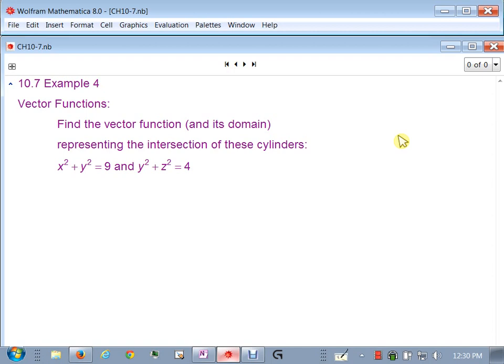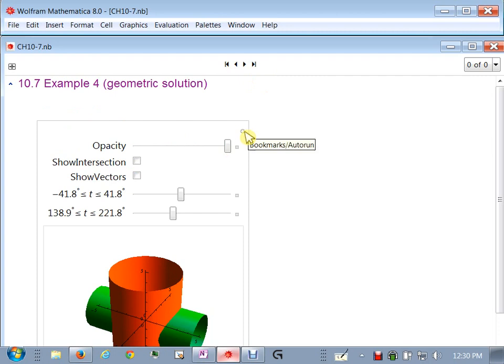Here's a nice application. Find the vector function and its domain representing the intersection of these cylinders. x squared plus y squared is 9. y squared plus z squared is 4. So let me show you first what's happening here. Would you mind hitting the lights over there?